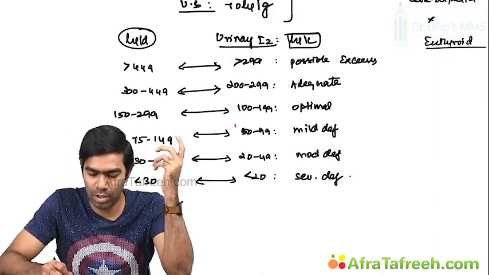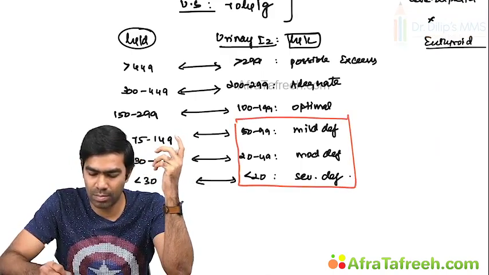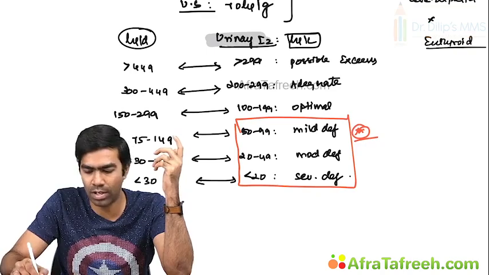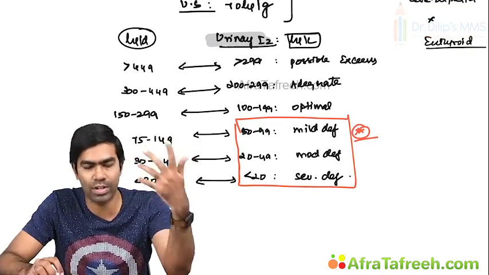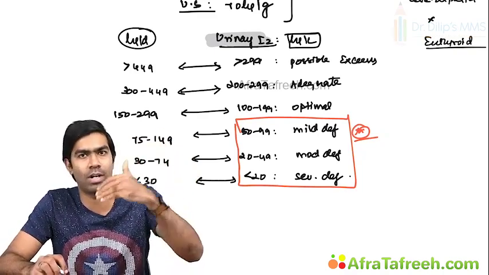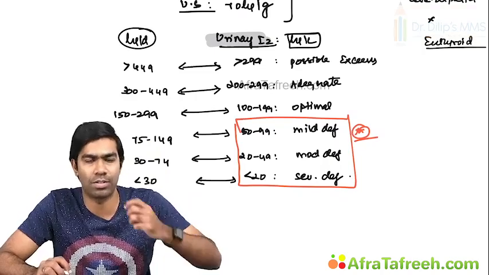But mild, moderate and severe deficiency is important for your exams, especially in terms of urinary iodine. Remaining you can forget, but these three values at least try to remember: 50 to 99, 20 to 49, and less than 20. Urinary iodine correlates with mild, moderate and severe iodine deficiency.